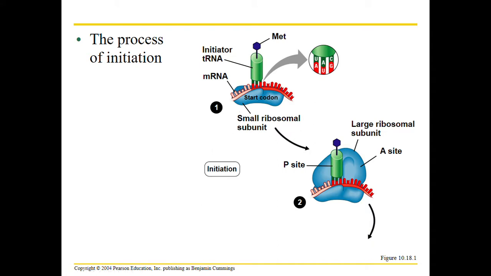To start, you have MET, methionine. The first amino acid binds to the mRNA and comes into the small subunit of the ribosome. Next, the large subunit comes in, and we've got the setup ready to go. The tRNA comes in through the A site and shifts over to the P site.